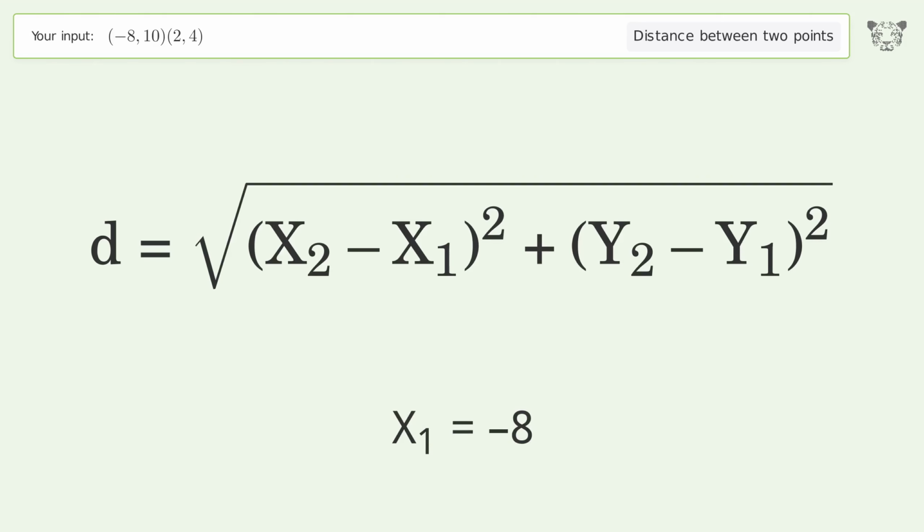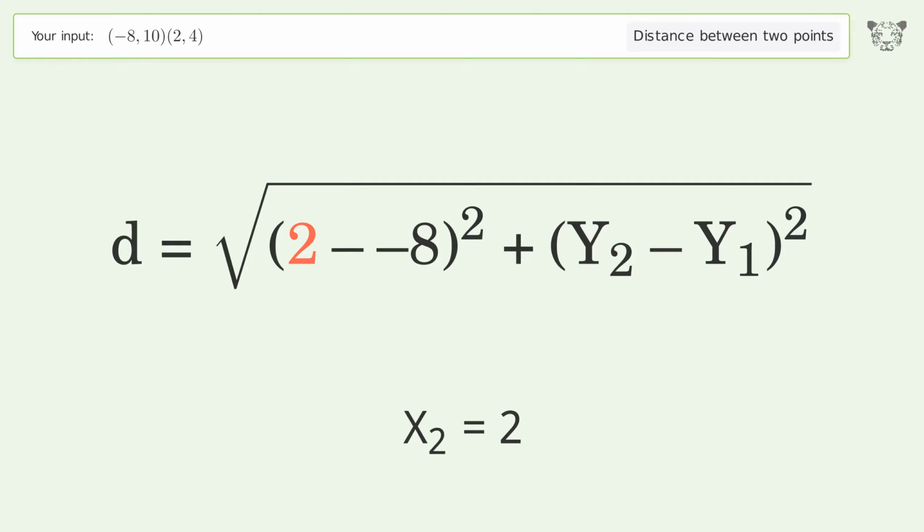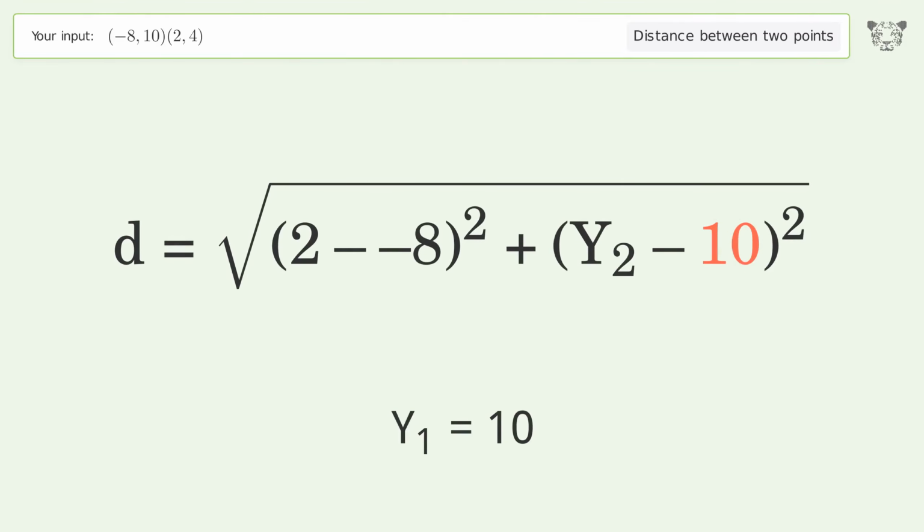x1 equals -8. x2 equals 2. y1 equals 10. y2 equals 4.